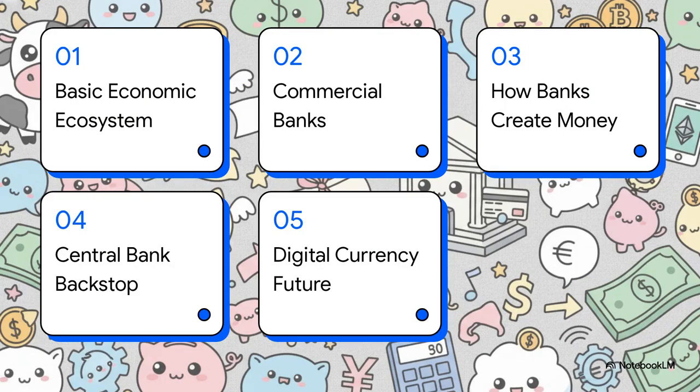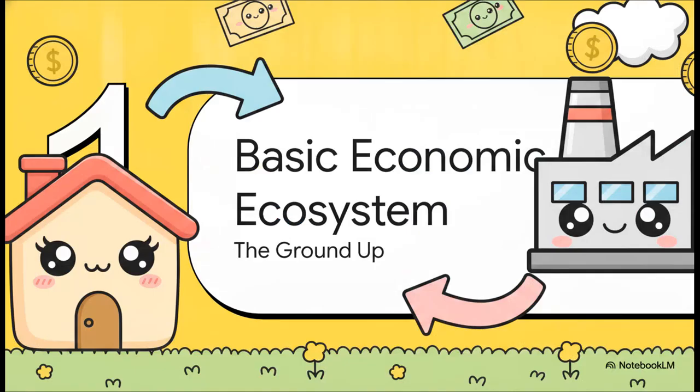So, here is our roadmap to guide us safely through this ecosystem. First, we'll look at the basic economic ecosystem. Then, enter the commercial banks. Third, how banks create money. Fourth, the central bank backstop. And finally, number 5, the future, digital currency. Let's get into it. Section 1.